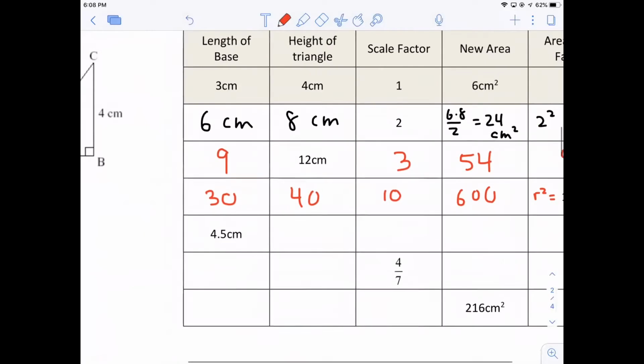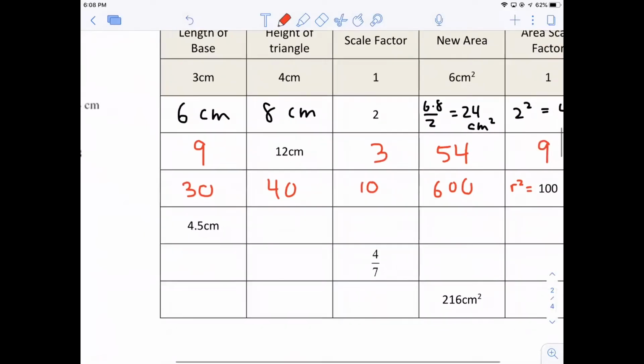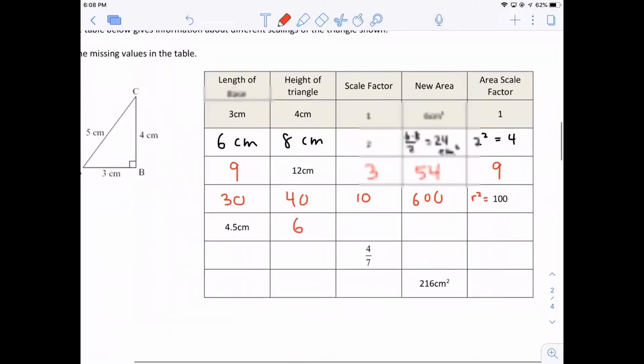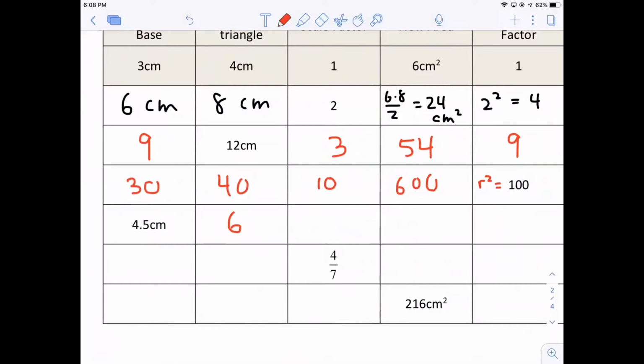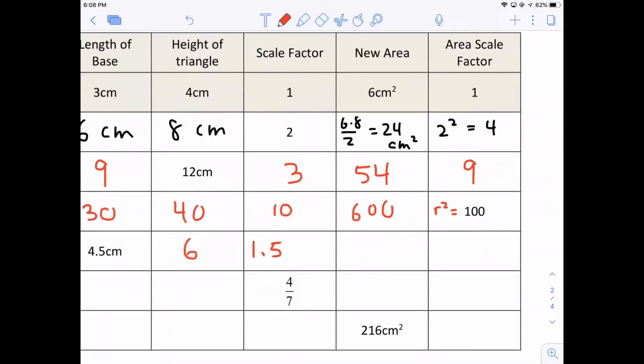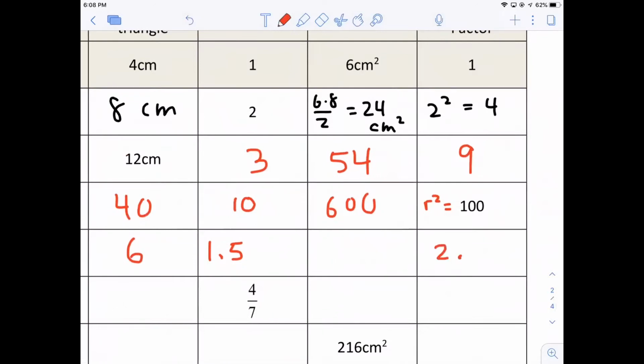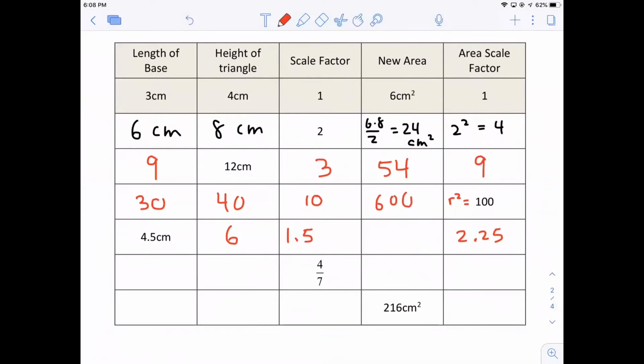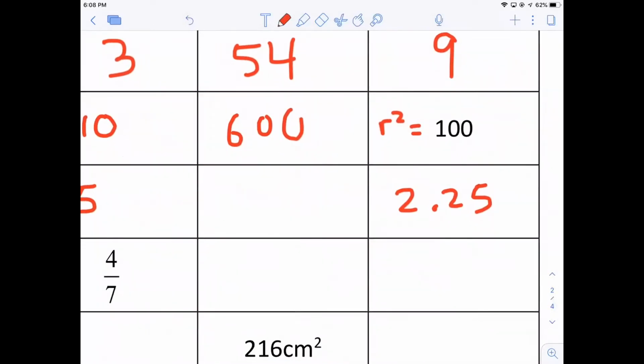If I'm going to 4.5, well, that means my scale factor is times 1.5. And 4 times 1.5 is 6. So my scale factor is 1.5 or 3/2, which means my area scale factor is going to be 2.25. So the new area is going to be 6 times 2.25. Let me do that real quick. That will be 13.5.